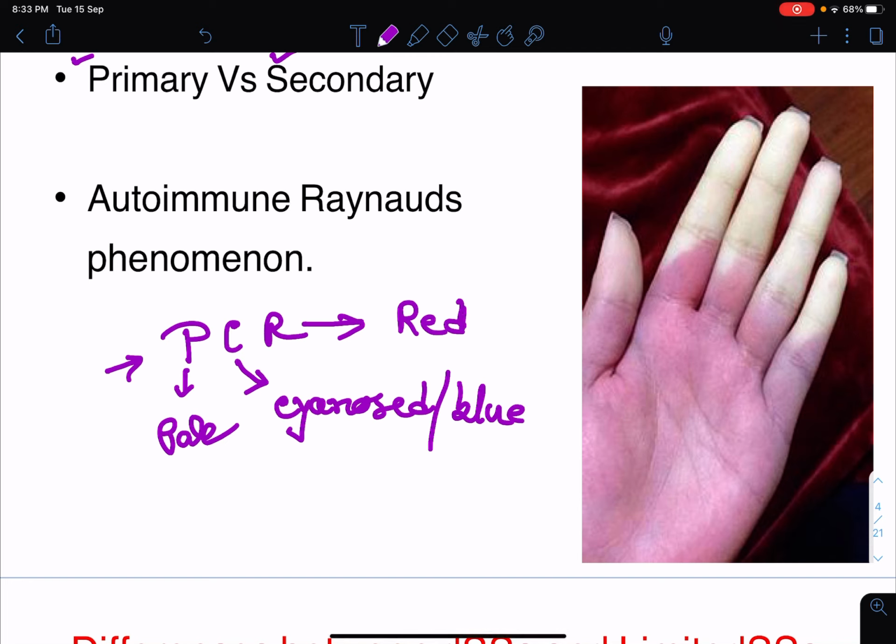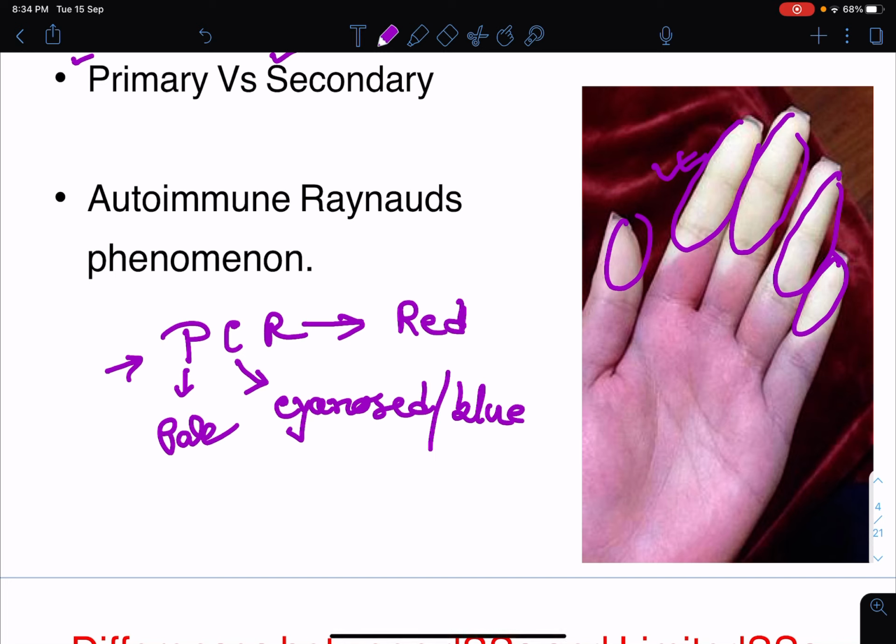Now, what happens is that in a patient who is having Raynaud's phenomenon, as soon as the patient's hands are exposed to cold, maybe cold water, then the patient's fingers become pale, and this paleness is due to vasoconstriction in the particular area. For example, in this picture you can see this part of the patient's fingers has become really pale. So this is because of vasoconstriction.